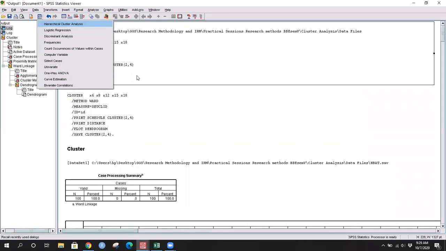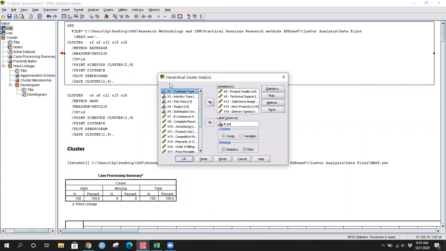So again, going up there. In hierarchical analysis, you put your ID variable in Label Cases By, and then, guided by my theory, I'm picking this set of independent variables, which is x6, x8, x12, x15, and x18. All of these are interval variables. Interval variables means these are all numbers.